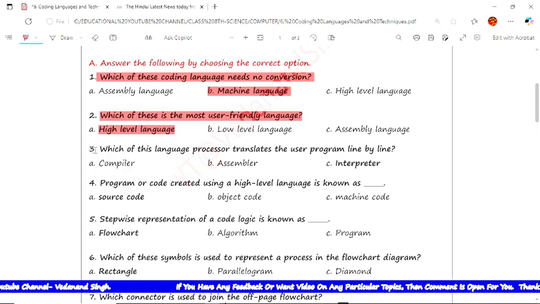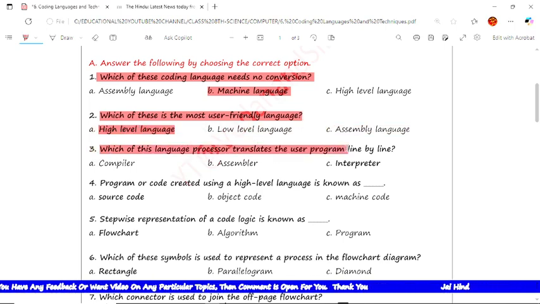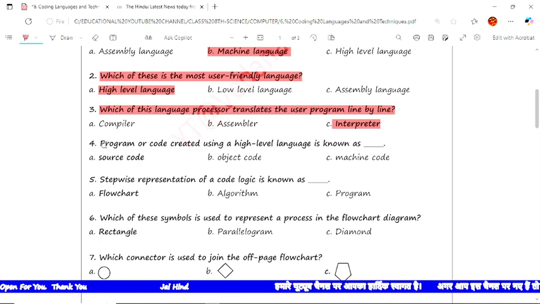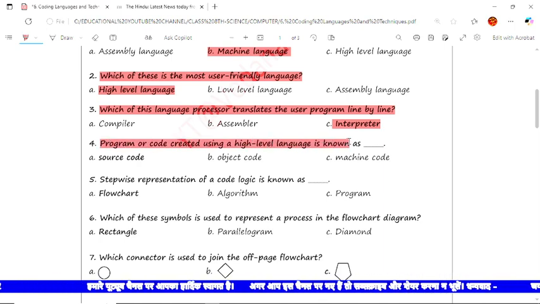The next is which of these language processors translates the user program line by line? The interpreter is the correct answer for the question. So C is the correct option. The next question is program or code created using a high level language is known as, that is source code. It is known as source code. So the A option is the correct answer.